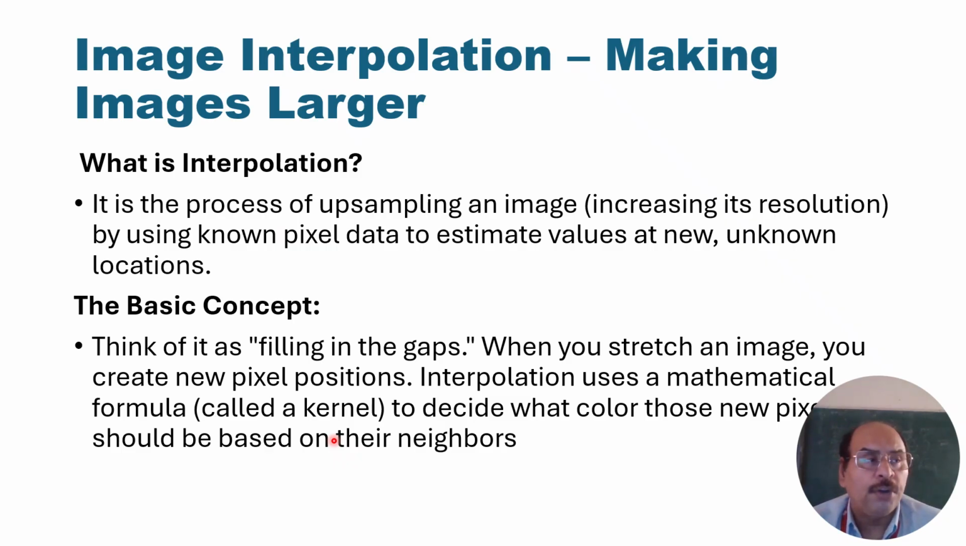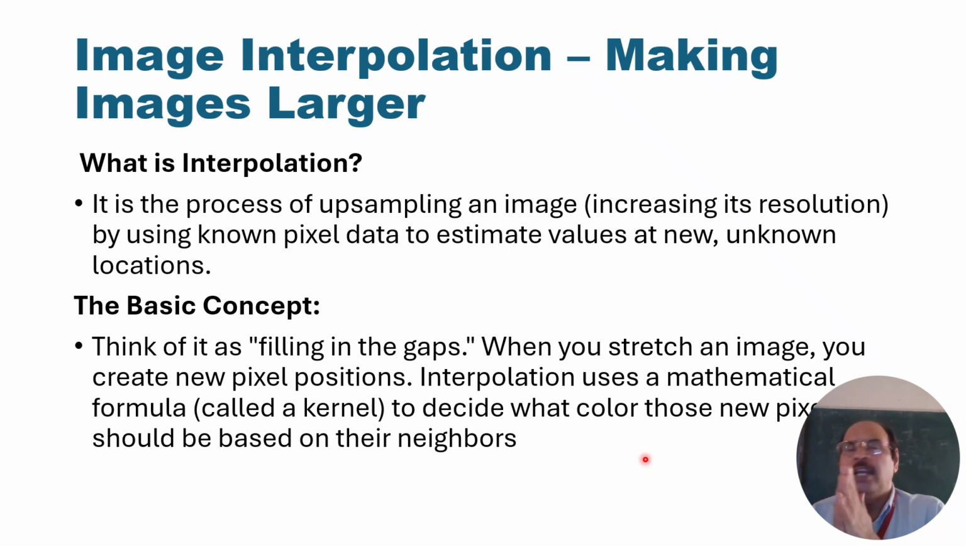Interpolation uses a mathematical formula called a kernel, to decide what color those new pixels should be based on their neighbors.